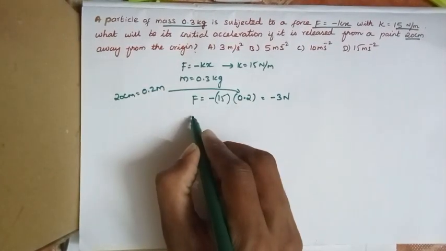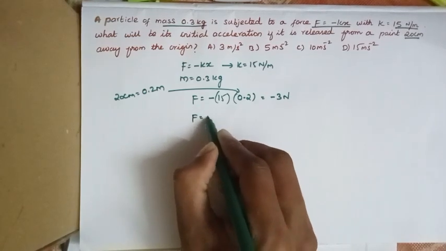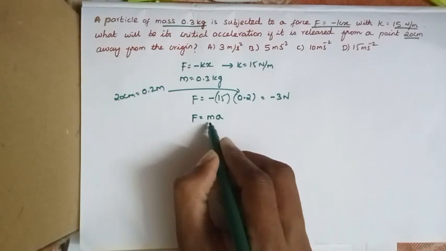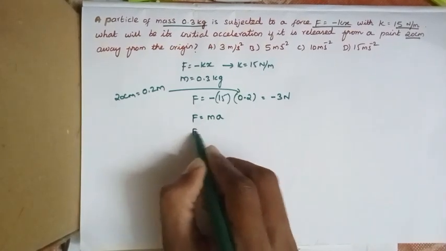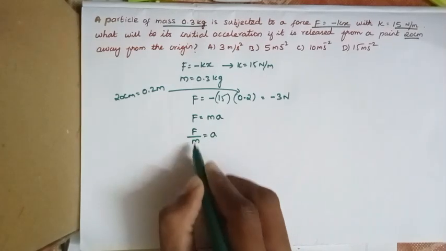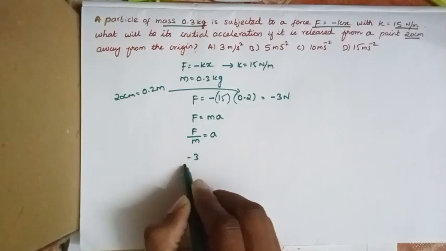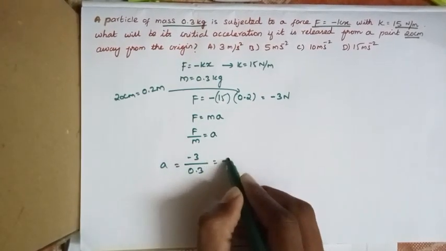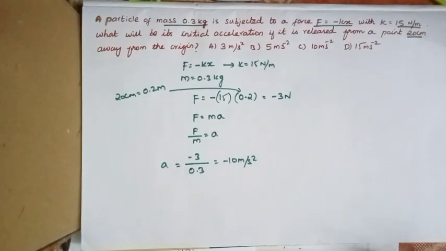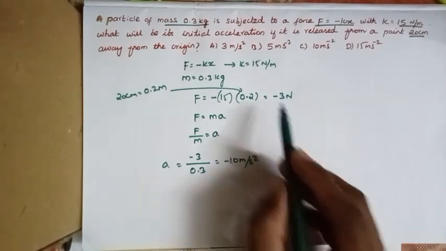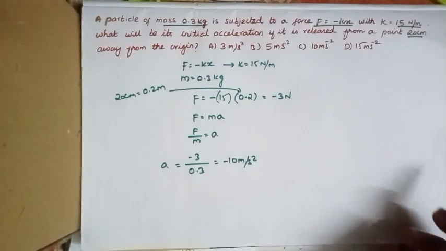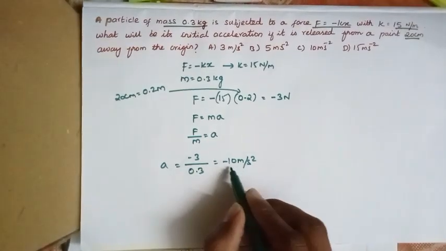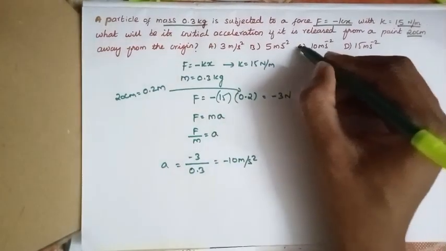Now you have to find the acceleration. The formula is F equal to m into a. Take this m to the left side, so you will get F by m equal to a, where F is minus 3 and mass is 0.3. If you divide these two, you will get minus 10 meter per second square. So this force is acting in the opposite direction to the direction of motion of the particle. Just take the numerical value alone, ignore the sign. So the answer is 10 meter per second square.